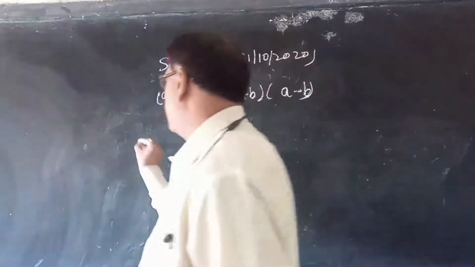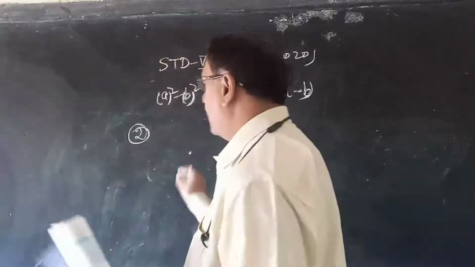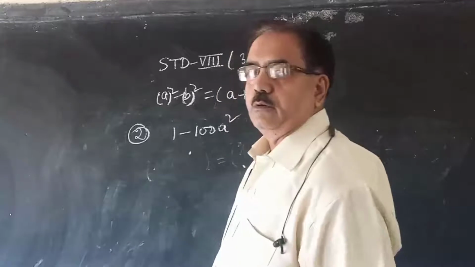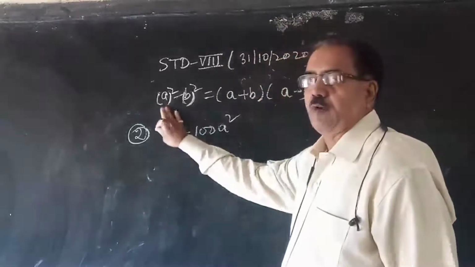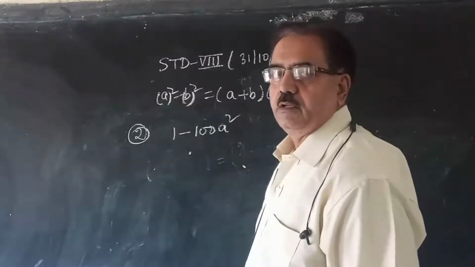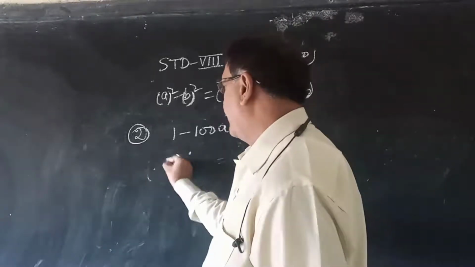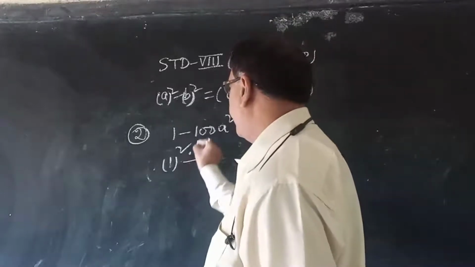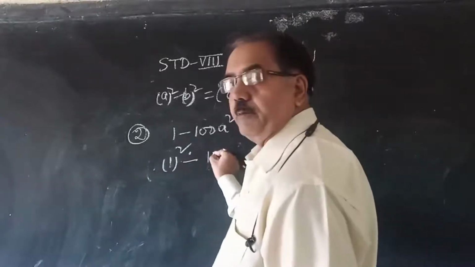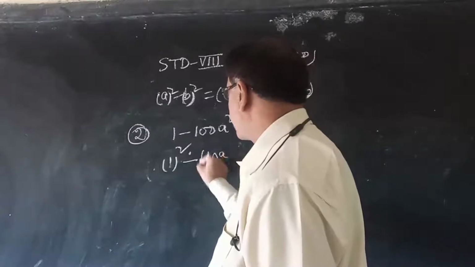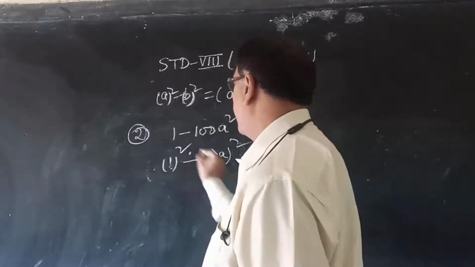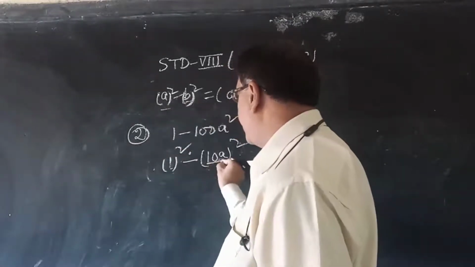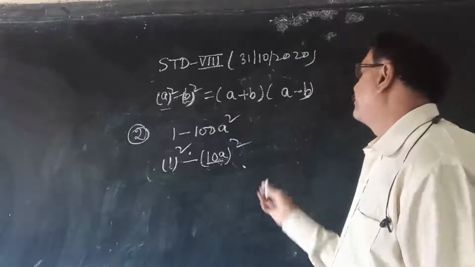Question number 2. 1 minus 100a square. So we have to write it in a square minus b square form first. So how can we write? 1, we can write 1 square. 1 square means 1. 100a square, we can write 100 as the perfect square of 10, so 10a whole square. Now when we compare with the formula, in place of a there is 1, in place of b there is 10a. Write in result form.